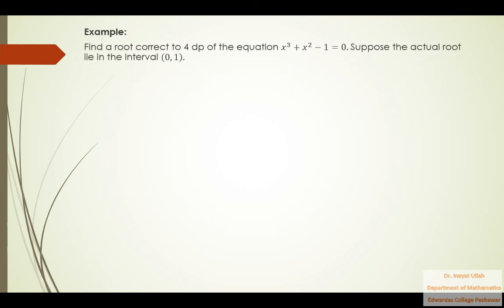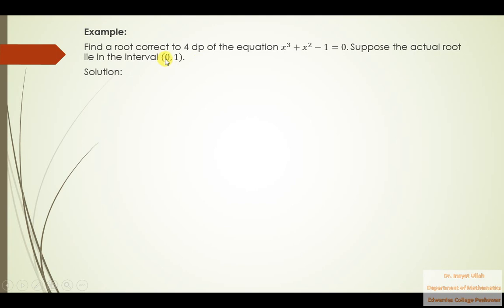Example is find a root correct to 4 decimal places. Remember that, up to 4 decimal places. So we will continue the iterative method to get two values of x which are equal to each other up to 4 decimal places, and the equation is given to you: x cube plus x square minus 1 is equal to 0. We need to find the solution of this equation up to 4 decimal places, and it is given that the actual root of this equation lies in this interval.